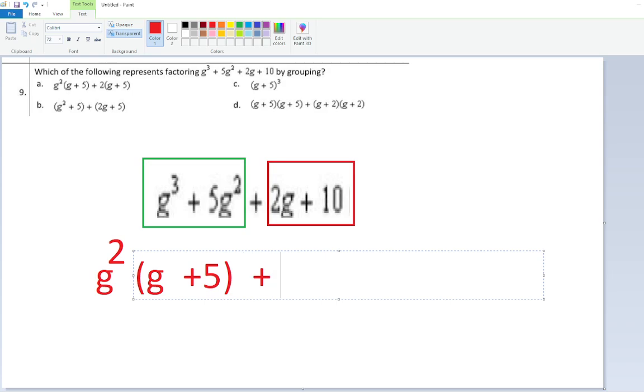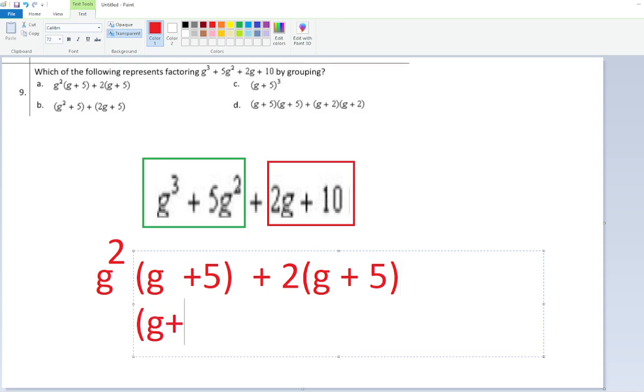And on the right, there's no g in the second term. There's the number 2 and the number 10. They both have 2 in common. So I can factor 2 out. If I take 2g and divide it by 2, I'm left with g. If I take plus 10 divided by 2, I'm left with 5. Notice my second bracket matches my first bracket, which probably means I've factored correctly.